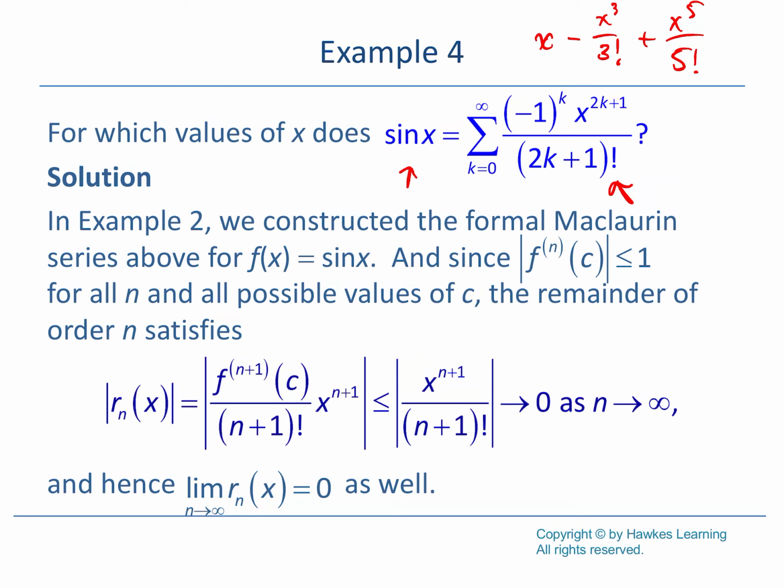And again, what we can do is look at the remainder term for the nth order Taylor polynomial and put some bounds on that. We know that the absolute value of the nth derivative would be less than or equal to 1, just based on all of the derivatives of sine of x. And so we're able to make this inequality. And yes, this does go to 0 as well, just like in the last problem.